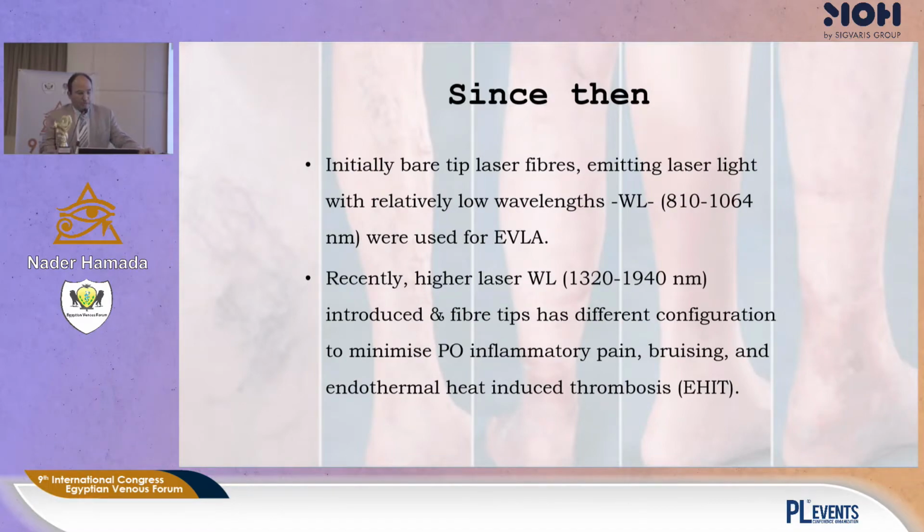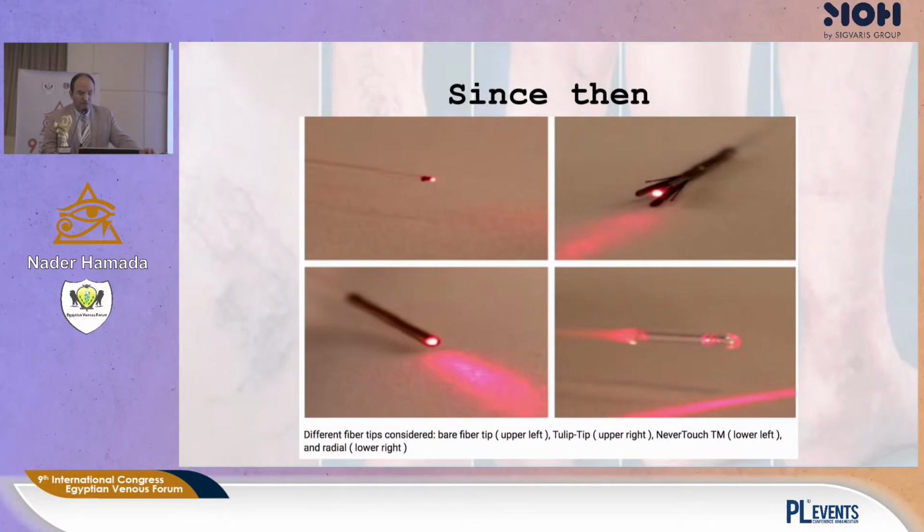Initially, bare tip laser fibers emitting laser light with relatively low wavelength, from 810 to 1000, were used. And recently, we have higher laser wavelengths, 1300 to 1900s. And the fiber tip has different configurations to minimize postoperative inflammatory pain, bruising, and endothermal heat-induced thrombosis. And these are the different tips of the laser that are used nowadays.